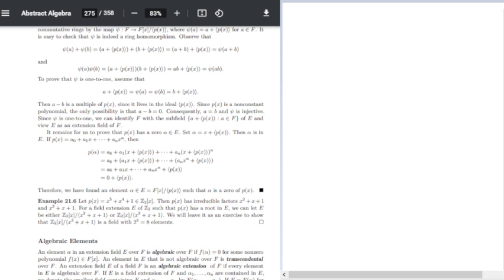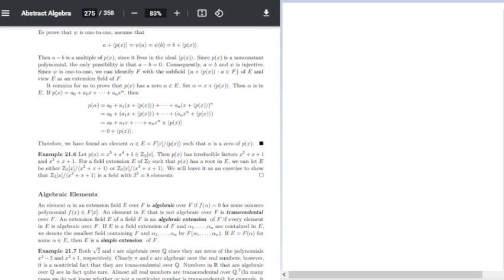It remains for us to prove that p(x) has a zero a in E. Set a be equal to x plus <p(x)>, then a is in E. If p(x) is equal to a0 plus a1 x plus all the way to plus an x to the n, then p(a) is equal to a0 plus a1 (x plus <p(x)>) plus all the way to plus an (x plus <p(x)>) to the n is equal to a0 plus a1 x plus all the way to plus an x to the n plus <p(x)> is equal to 0 plus <p(x)>.